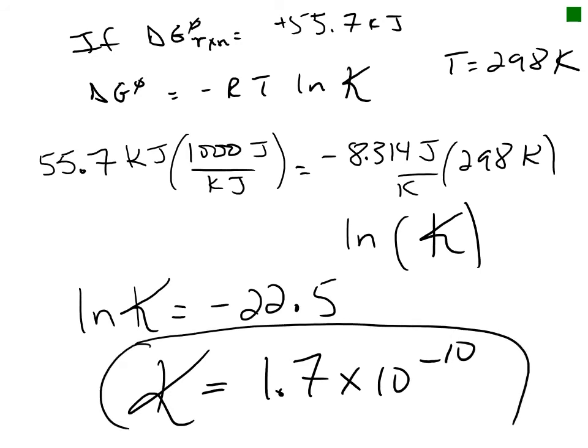By the way, we calculate things like Ksps from things like delta G naughts because we can tabulate these values, and sometimes these equilibrium constants are pretty hard to measure.